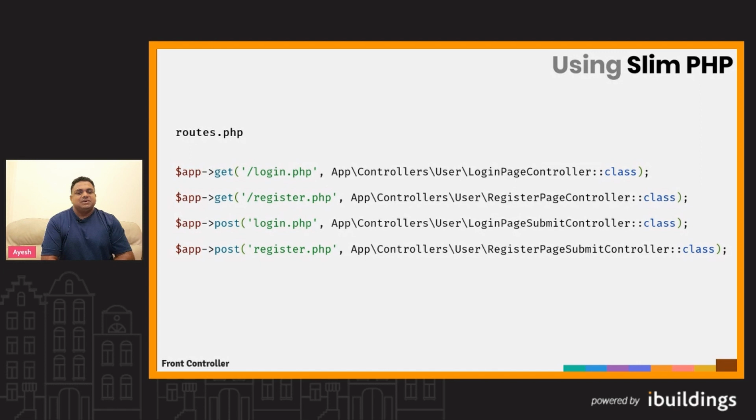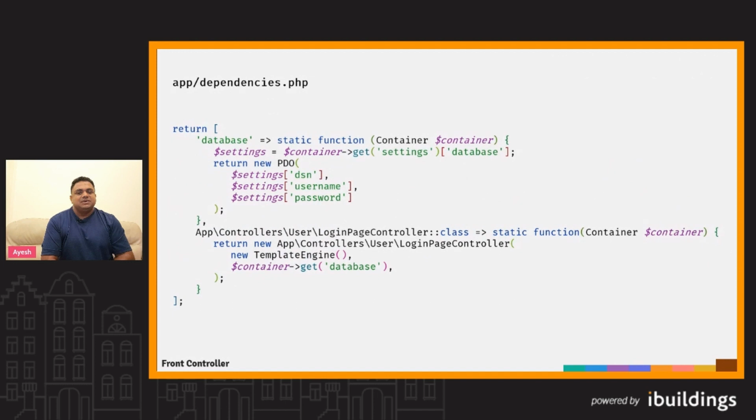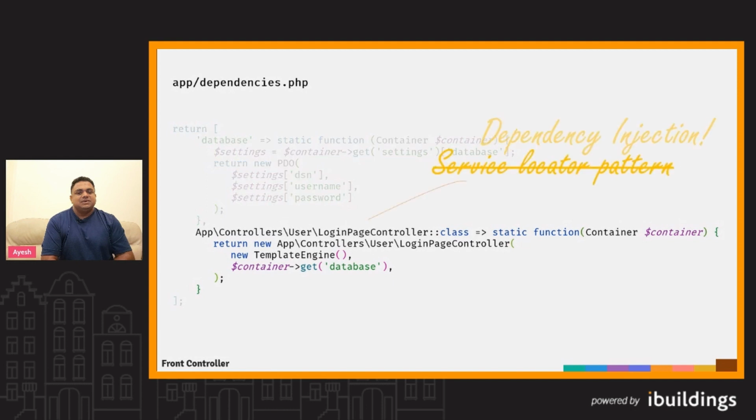Ideally, we want to put all of these routes in a file called routes.php, and also use the dependencies.php file to show when you need a login page controller. Now you can declare how you get this instance. So instead of loading individual services, for example the database or the template engine, we do this in the dependencies.php file. This is what we call dependency injection, because we are injecting the dependencies as opposed to locating these services.